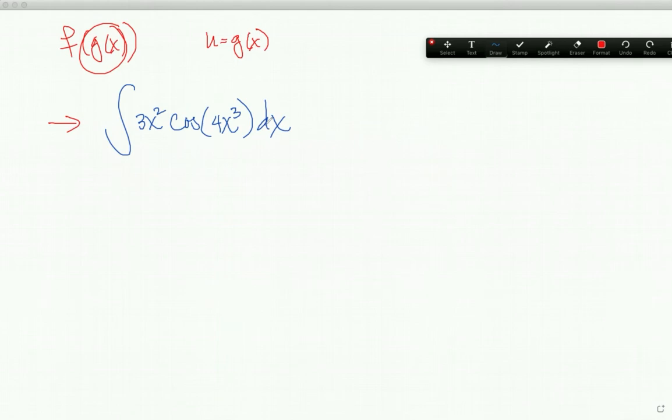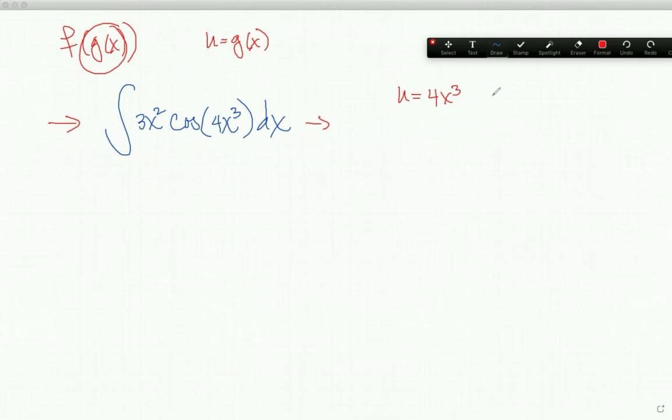Cosine 4x cubed. Sure, cosine 4x cubed is a composition where f is cosine, so g is what? The 4x cubed. Exactly. So the inside function is 4x cubed. Yeah, there's this bothersome stuff there, but don't worry about it for a second. So using this general rule of thumb, I'm going to guess that u is 4x cubed.